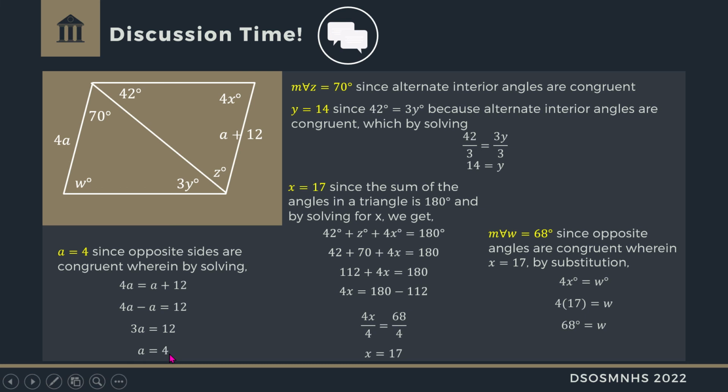So a is equal to 4. When a is 4, what is the exact measurement of one side on the left, and the same on the right? So if a is 4, 4 times 4 is 16, while on this one, if a is 4, 4 plus 12 is also 16. You got it right? So that is our third example.